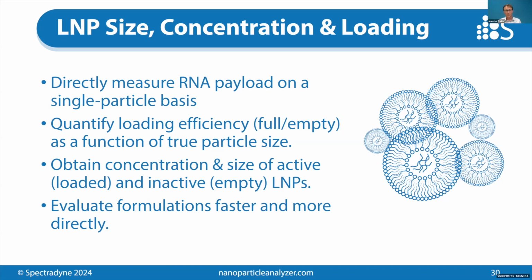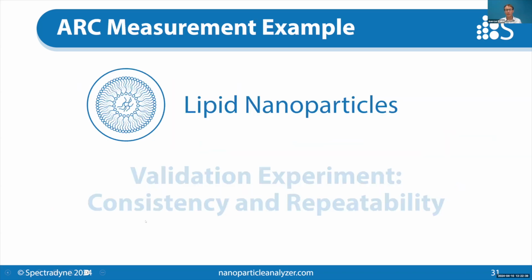We can measure the concentration and size of the loaded and the empty LNPs separately, right? Because the empty LNPs are also important for toxicity and impedance of uptake reasons, right? And all this adds up to allow you to evaluate your formulations faster and more directly using the ARC rather than the DLS combined with ribogreen assay.